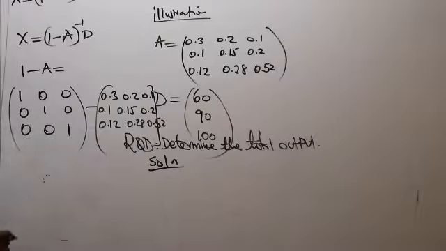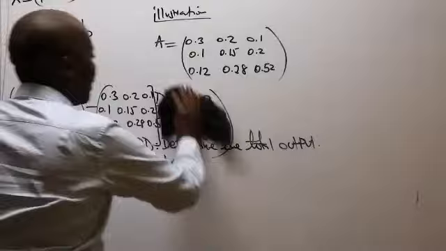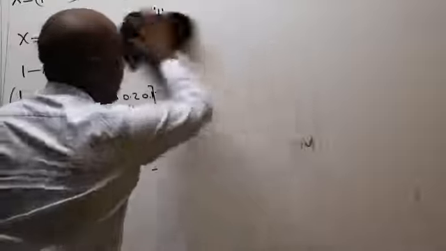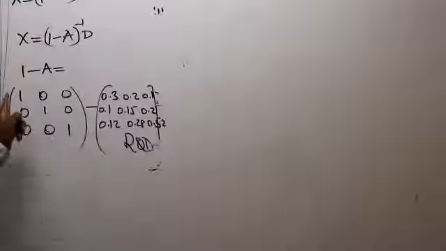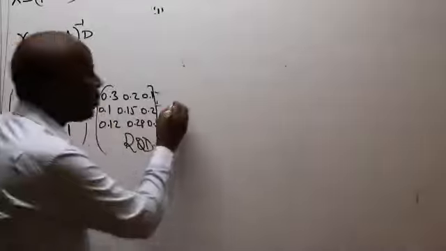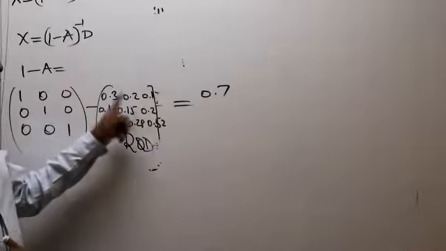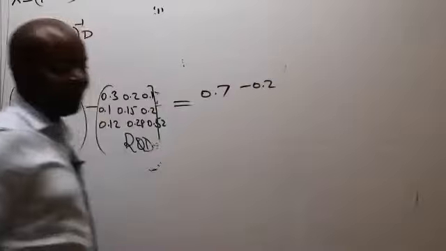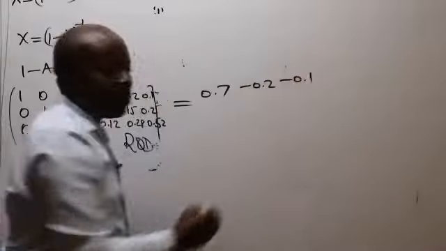So could you kindly go ahead and subtract for us? Let me see whether I'll be able to get a student who will subtract this for us. The first figure will be 1 minus 0.3. 1 minus 0.3 gives me what figure? 0.7. And then we have 0 minus the second figure, which gives me minus 0.2. Then the third one, 0 minus 0.1, gives me minus 0.1.